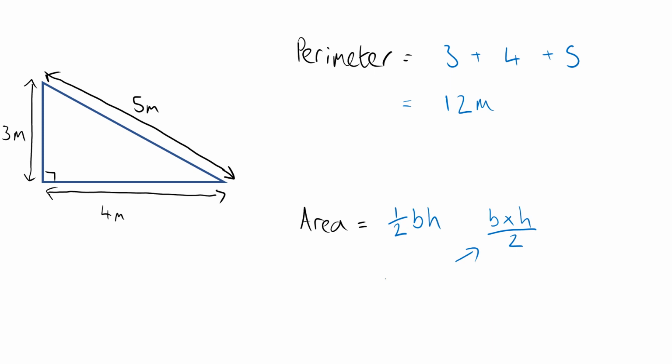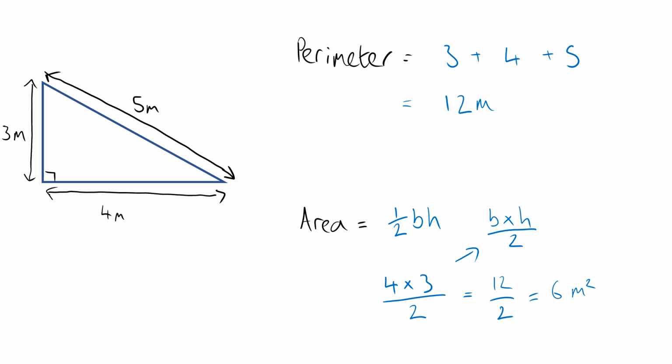So my base is 4. My height is 3, and we're going to divide it by 2. So 4 times 3 is 12. 12 over 2 gives me an answer of 6 because effectively this is saying 12 divided by 2. So again, I need to check my units for this answer. Now, seeing as these measurements are in meters, this answer is going to be meters squared.